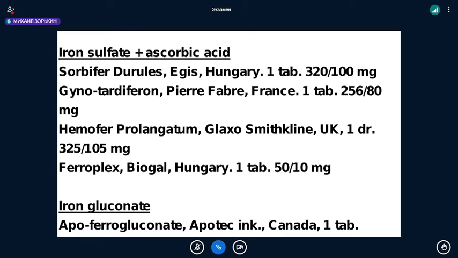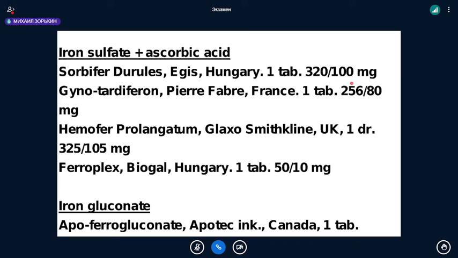Indications for parenteral therapy will be considered later. So now usually we'll start with the oral therapy for the iron deficiency anemia. For example, Sorbifer Durules, the drug that consists of iron sulfate and ascorbic acid, in order to make the process of iron absorption easier.